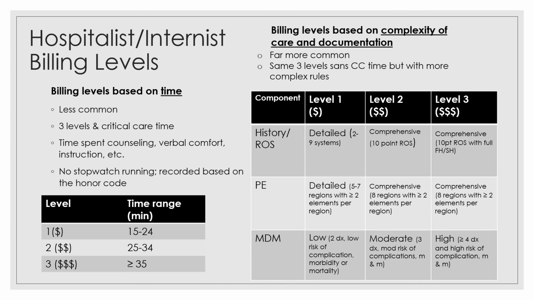Hospitalist and internist billing levels. Billing levels are based on time. It's less common. There are 3 levels in critical care time. Critical care time must meet the following criteria. 1, direct delivery of medical care. 2, critical illness, one that acutely impairs one or more organ systems. 3, high risk of deterioration. And 4, complexity of medical decision making.